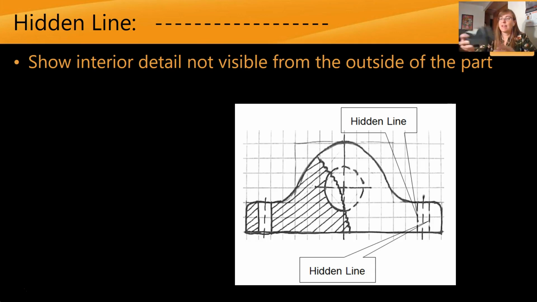So you could think about this tape dispenser. From this view, you can't actually see the bottom of the tape. You can't see that it's a complete circle, but we know that it is. You could show that as a hidden line, a dashed line demonstrating that this circle of tape exists even though we can't see it from this edge.